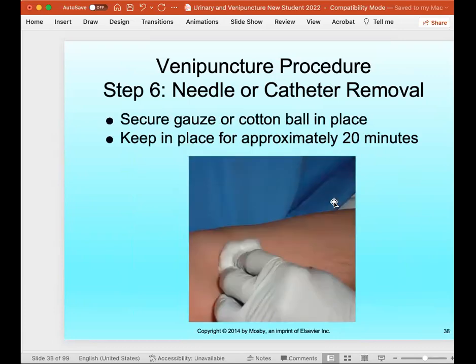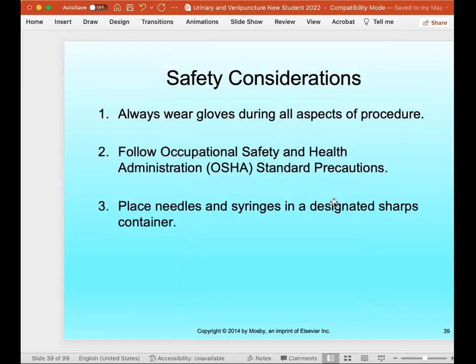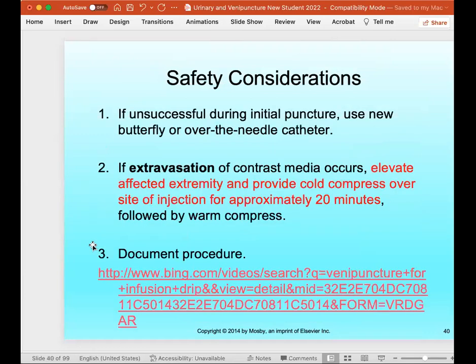Once we remove the needle or catheter, you're going to secure gauze or a cotton ball in place. We usually will put a Band-Aid over it, right? And tell your patient to keep it approximately 20 minutes. Always wearing gloves, right? Always making sure that we're disposing of needles and syringes correctly in their designated sharps container.